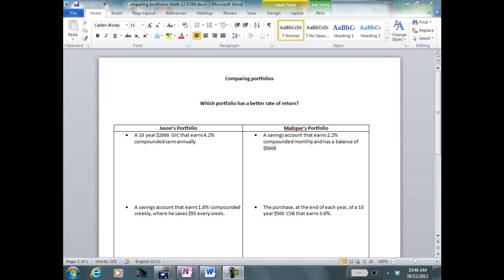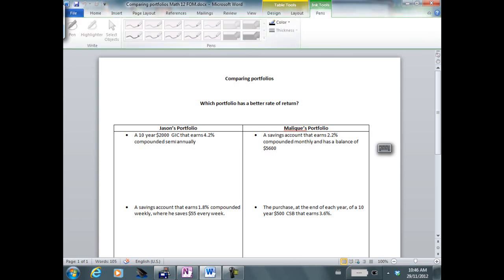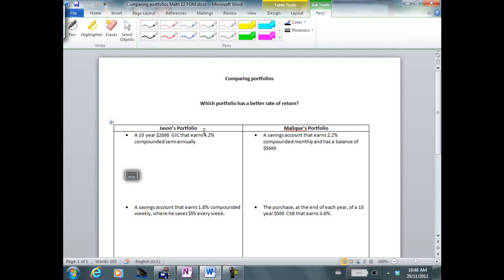So here we go. Now, the last part of this exam is really about comparing portfolios. I started this last time, but I didn't really have a chance to finish it.